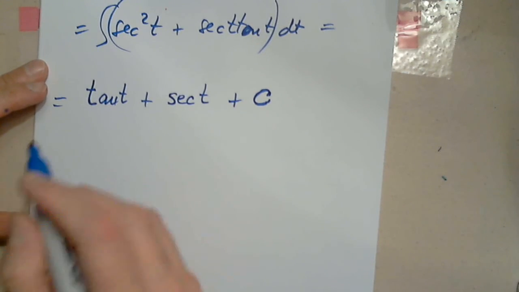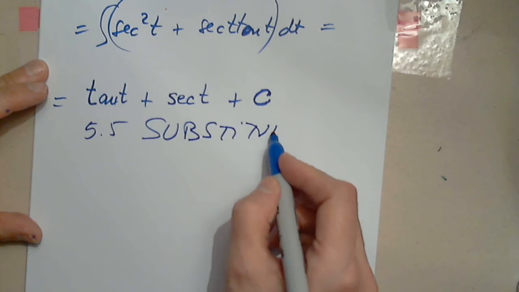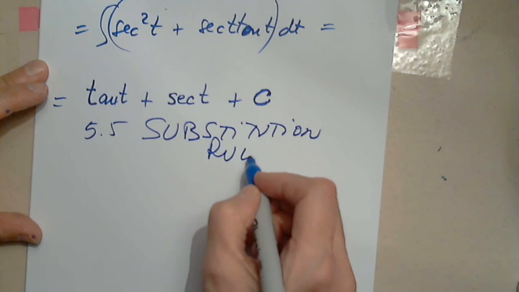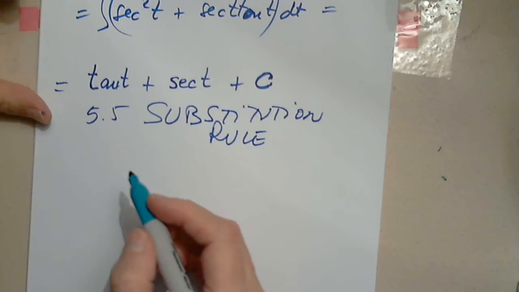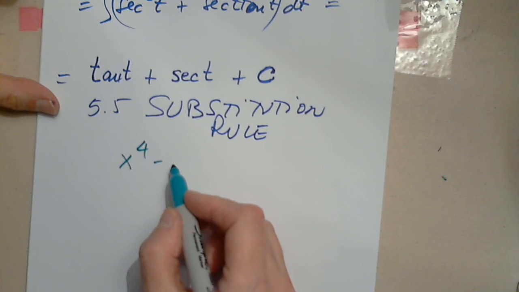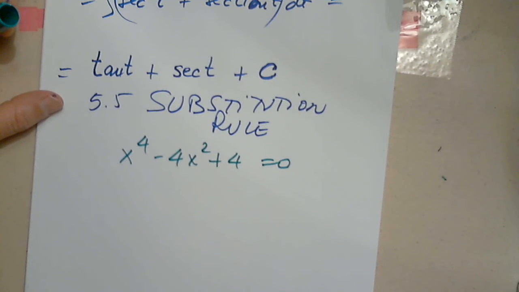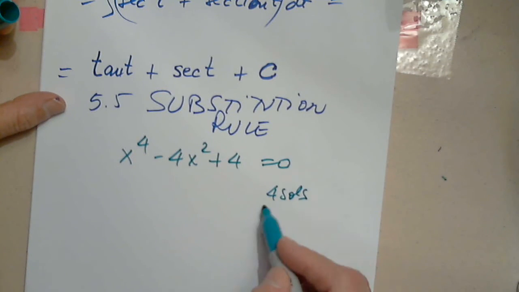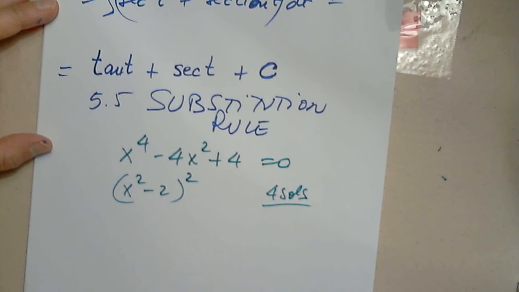Last section. I still have one thing to show: the substitution rule. Well, why would we ever need to substitute? So for example, if I want to solve this equation, I know it has 4 solutions, but I may not see that this is this. I may or may not.